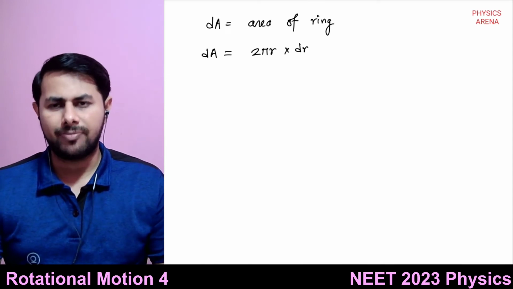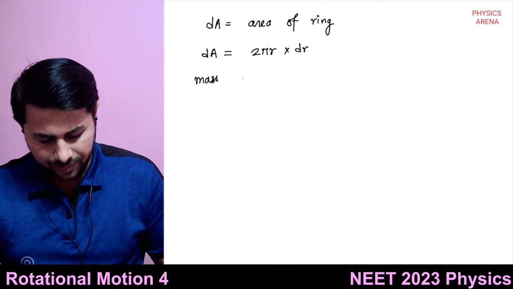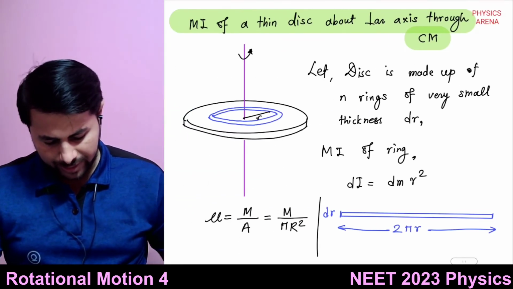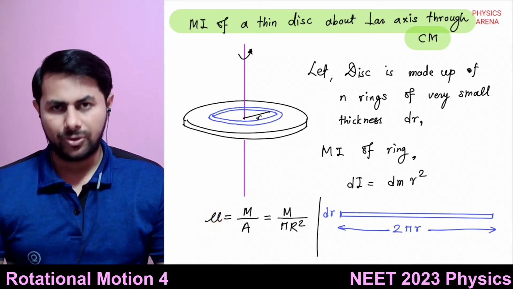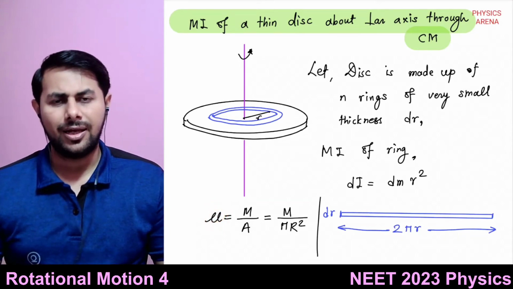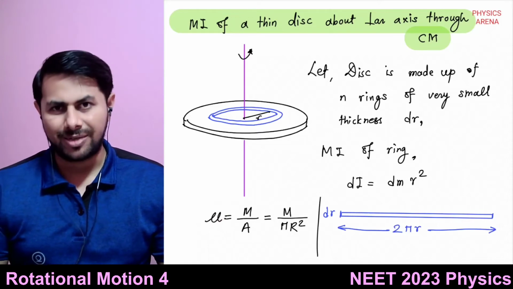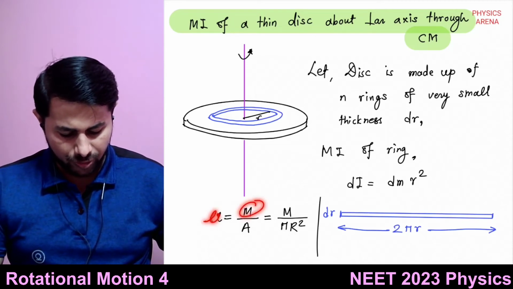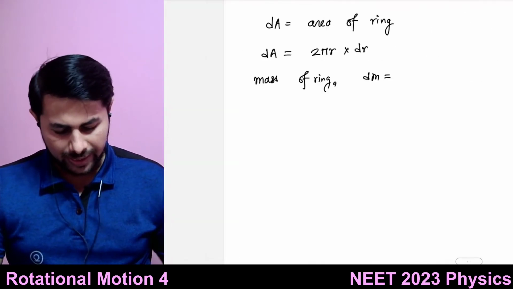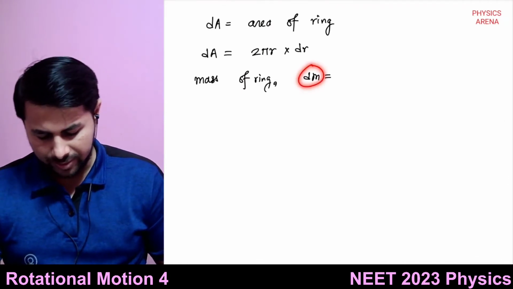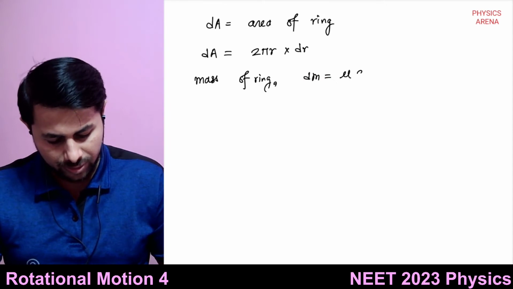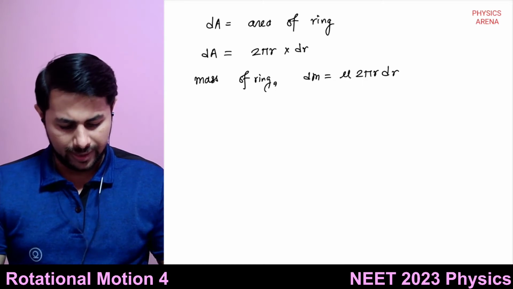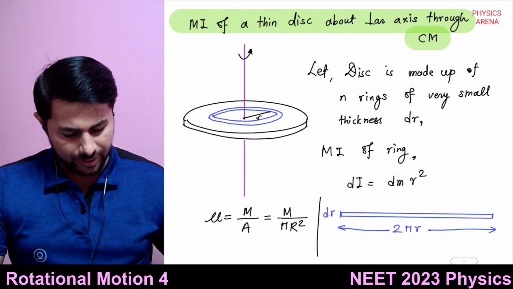And therefore, how much would be its mass? The mass of the ring, dm, will be equal to what? We have defined this quantity mu, which is mass per unit area, or you can say areal mass density. Just like we have linear mass density, this is areal mass density. So you can write mass is equal to mu times area. So the mass of the ring is mu multiplied by the area of the ring, which is 2 pi r multiplied by dr.